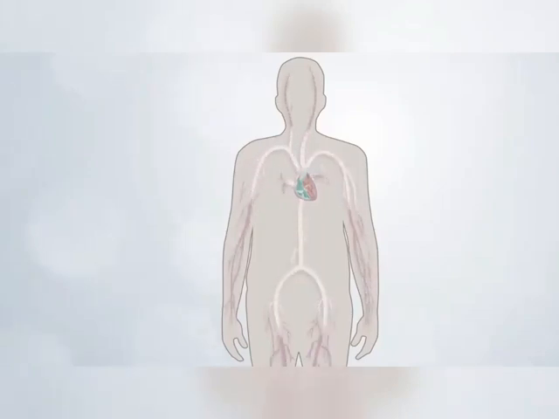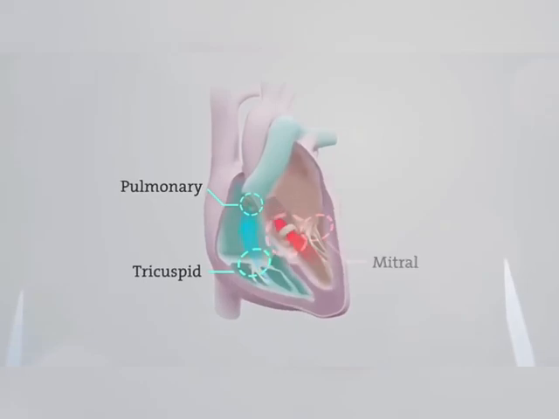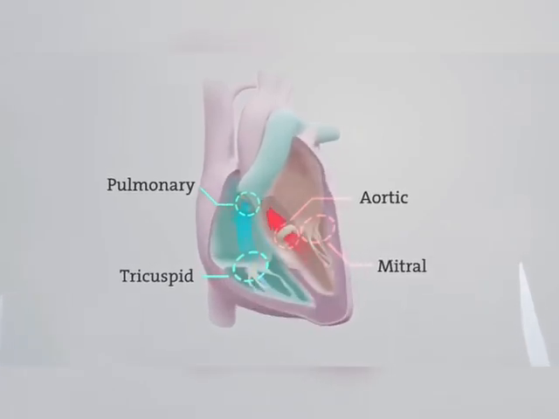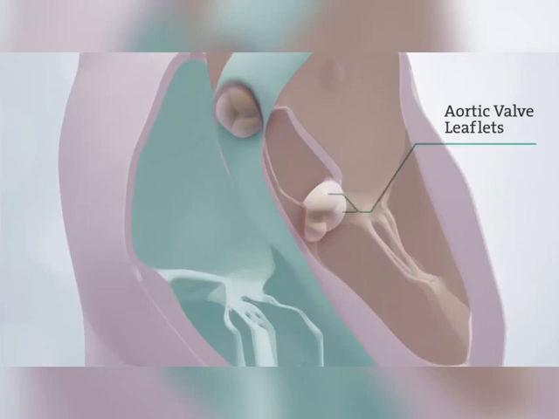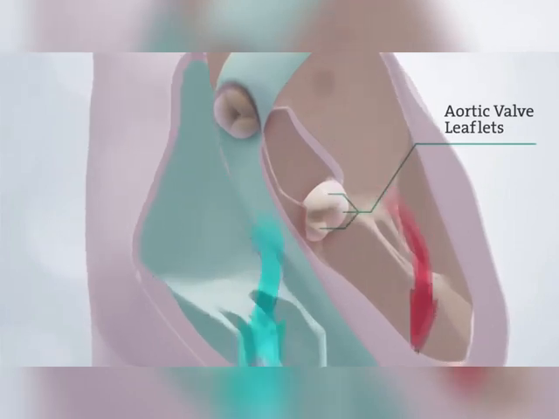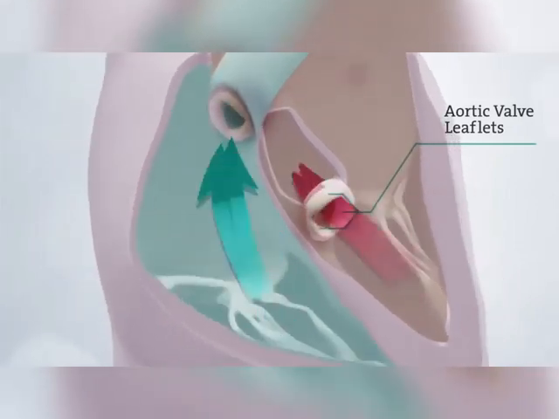is to pump blood to the rest of your body. The heart contains 4 valves. Normal valves have 2 or 3 flaps of tissue called leaflets that open and close like gates to control the flow of blood through your heart.